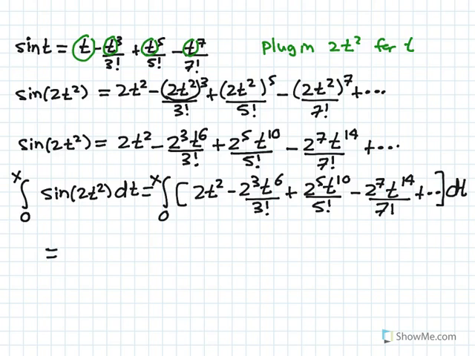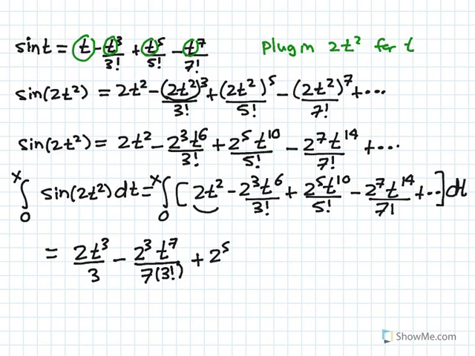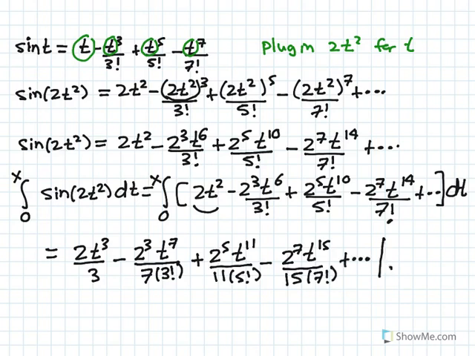So we have integral from 0 to x. So reverse the power rule. We get 2 times t cubed divided by 3 minus 2 cubed t to the power of 7, add 1 to the exponent, divide by the same, divide by 7 times 3 factorial, plus 2 to the power of 5, t to the power of 11, divided by 11 times 5 factorial, reverse the power rule, minus 2 to the power of 7, t to the power of 15, divided by 15 times 7 factorial, and so on. Evaluated from 0 to x.